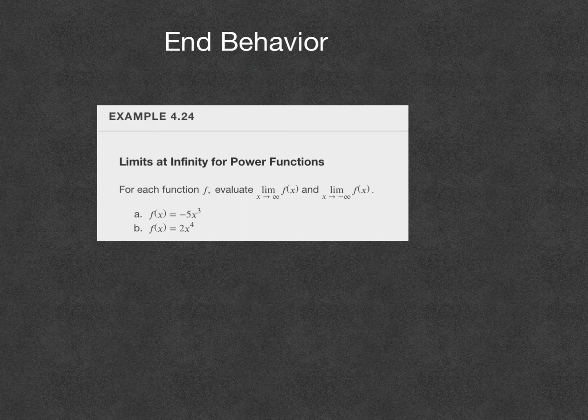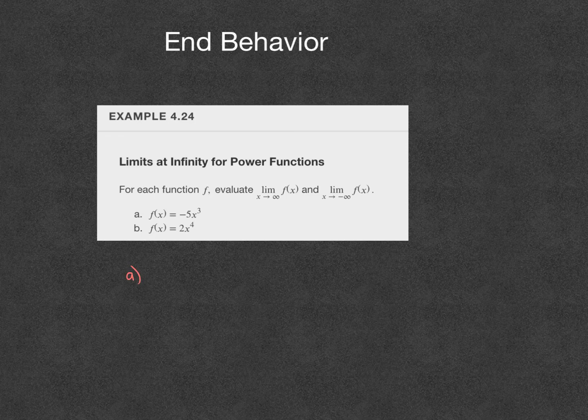When we talk about end behavior of functions, it's similar, and you can see in the example here, we're just looking at limits as we approach positive and negative infinity. So for each of these, A and B, we talk about the end behavior. That means what happens as x gets big in the positive direction and in the negative direction.